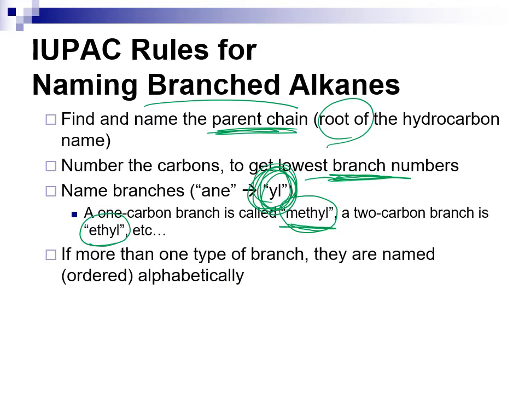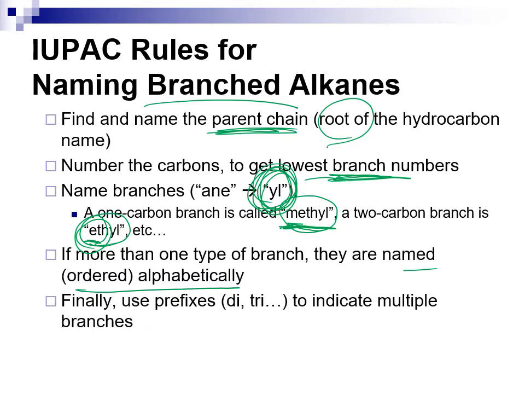If there is more than one, we are going to place their names alphabetically as well. So for example, if there is an ethyl branch and a methyl branch on the parent chain, we would put the ethyl branch first because the E comes before M. And if there's more than one of the same type, we're going to use prefixes to say that. So for example, if there are 2 of these methyl branches, we're going to say dimethyl in front of the branch name.